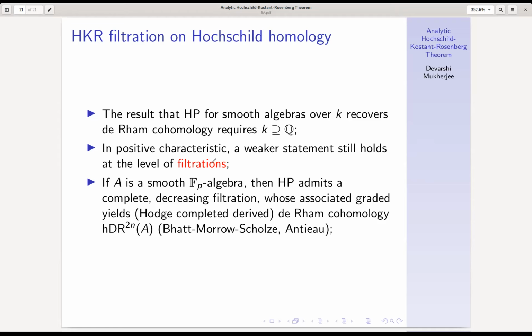And well, the precise statement is that if you have a smooth F_p algebra, then HP admits a filtration whose associated graded gives you de Rham cohomology. So the nth associated graded gives you the de Rham cohomology. Okay.